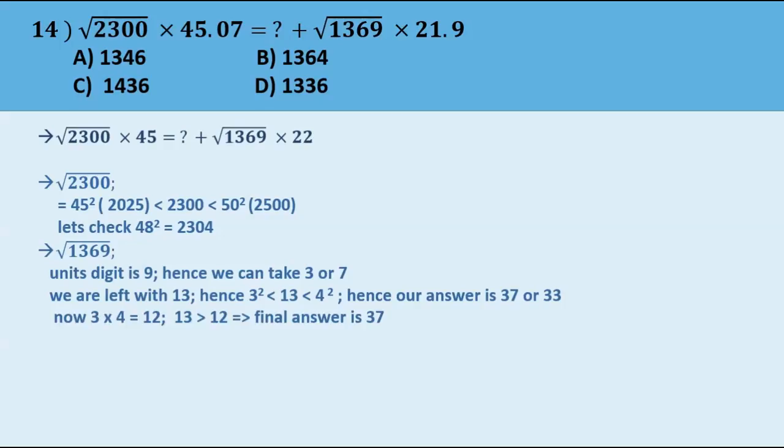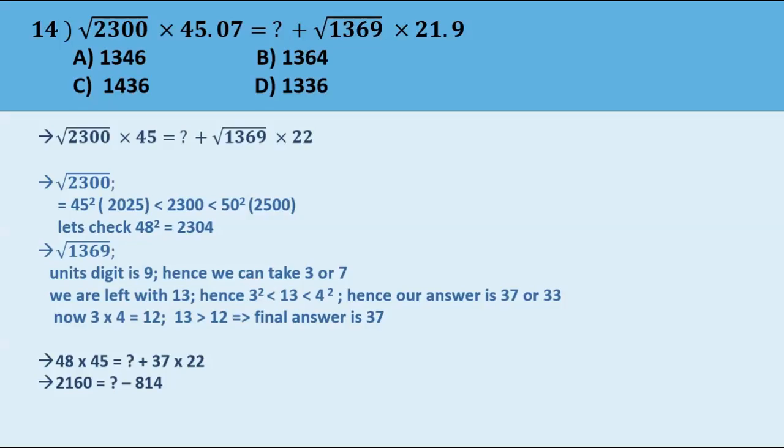Now let's substitute these values back to the expression that we have. So our new equation becomes 48 into 45 is equal to question mark plus 37 into 22. Let's carry out the multiplication of the terms in both the sides. 48 into 45 becomes 2160. So we get 37 into 22 as 814. So our new equation becomes 2160 is equal to question mark minus 814.